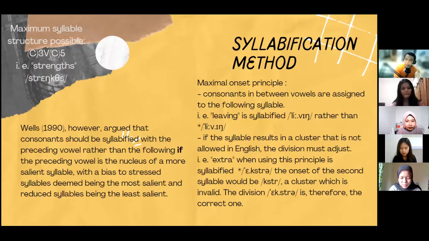There's also one additional rule on the maximum number of sounds a syllable can have, which is included in the top left. You can see C3, V, and C5, which means that there is a maximum of 3 consonants in the front, 1 vowel in the middle, and then 5 consonants at the end. An example of this is strengths, where you can see there are 3 consonants in front of the E and then 4 consonants behind the E. And moving on.